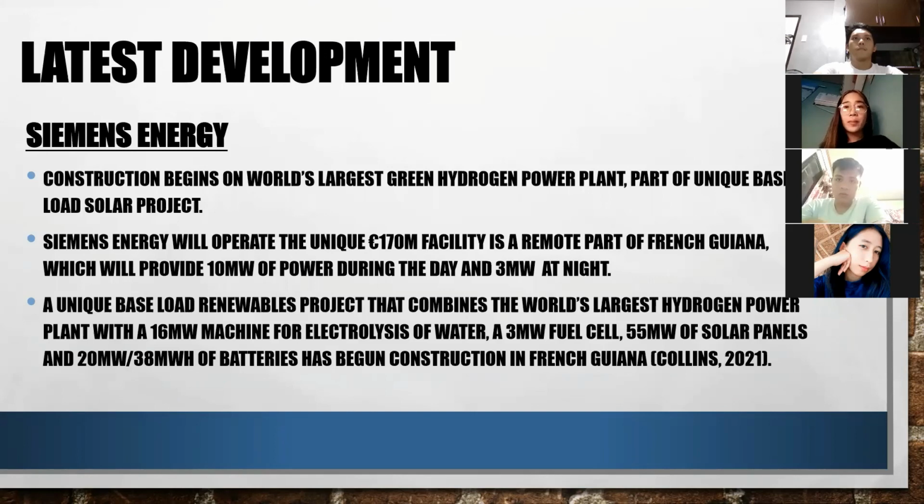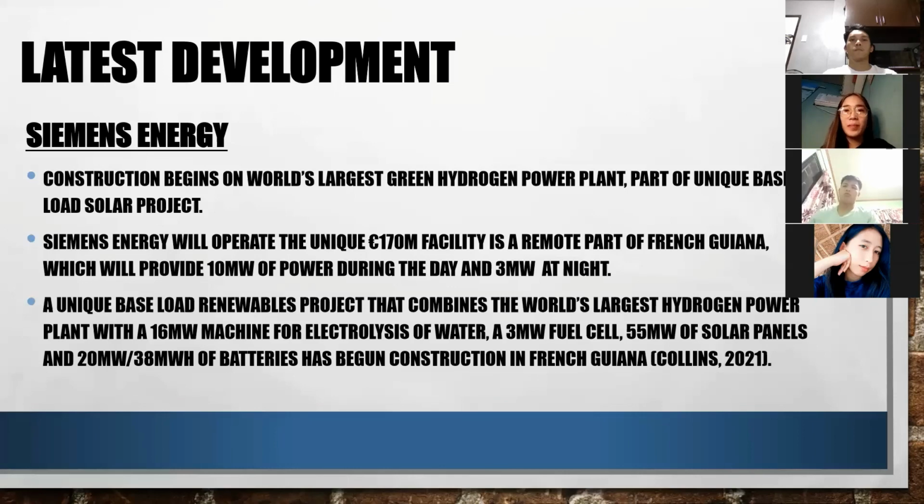The Siemens Energy. Construction begins on world's largest green hydrogen power plant, part of unique baseload solar project. Siemens Energy will operate the unique 170 million facility in a remote part of French Guiana, which will provide 10 megawatts of power during the day and 3 megawatts at night, a unique baseload renewables project that combines the world's largest hydrogen power plant with the 16 megawatts machine for electrolysis of water, 3 megawatts fuel cell, 55 megawatts of solar panels and 220 megawatts or 38 megawatts per hour of batteries.